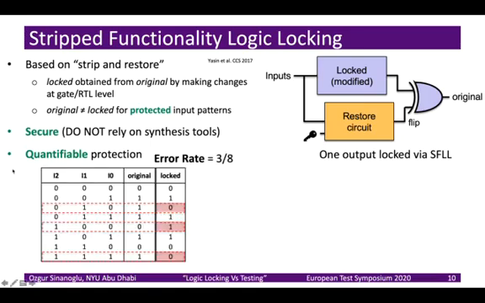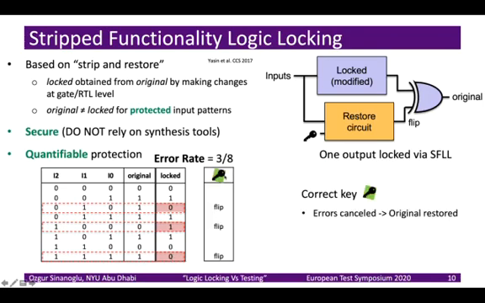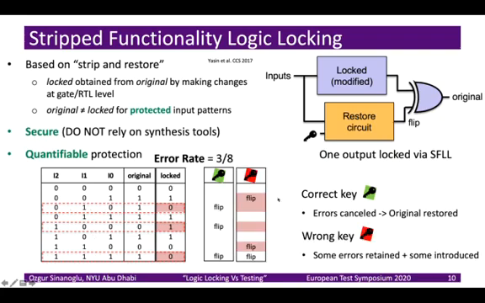Let's first talk about the error rate one more time. The error rate in this example is 3 out of 8, because for 3 of the input patterns, the original and the locked netlist are producing different results. And when the correct key is in place, these differences are nullified by performing the flips for these input patterns, which we refer to as the protected input patterns. And when somebody puts in an incorrect key, then these flips occur in wrong positions, and then we don't get perfect recovery of the functionality. So the correct key would work fine, an incorrect key will not work fine.